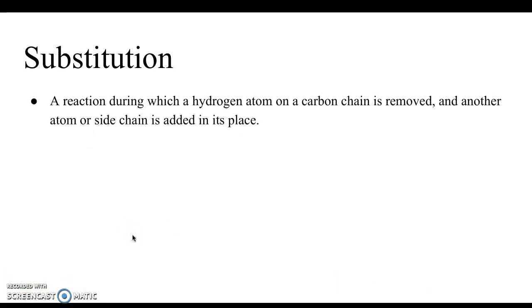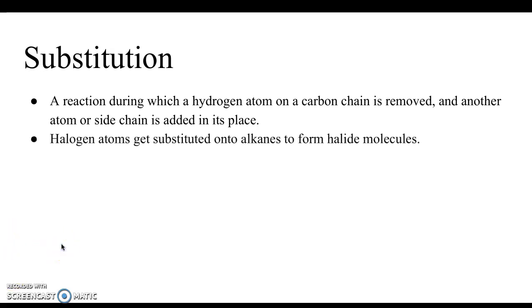Substitution looks very similar to addition, but is different. This is where a hydrogen atom on a carbon chain is completely removed, and another atom or side chain is added in its place. So instead of being added across a double or triple bond, we're entirely taking off an atom or chain and adding a new atom or side chain. Halogen atoms get substituted onto alkanes to form halide molecules.